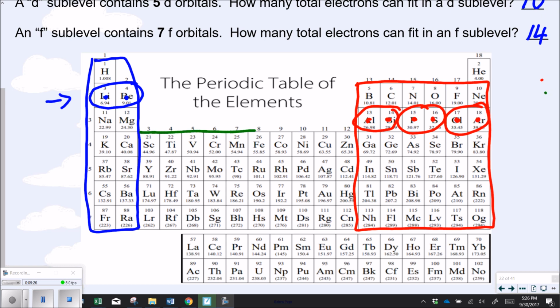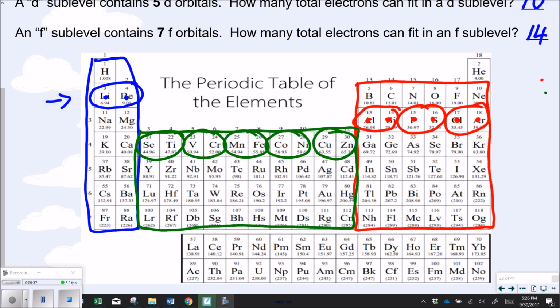Go to my D block over here. Now pick an energy level. I would have 5 orbitals with 10 electrons. Finally, the F block. 7 orbitals, and 14 electrons.